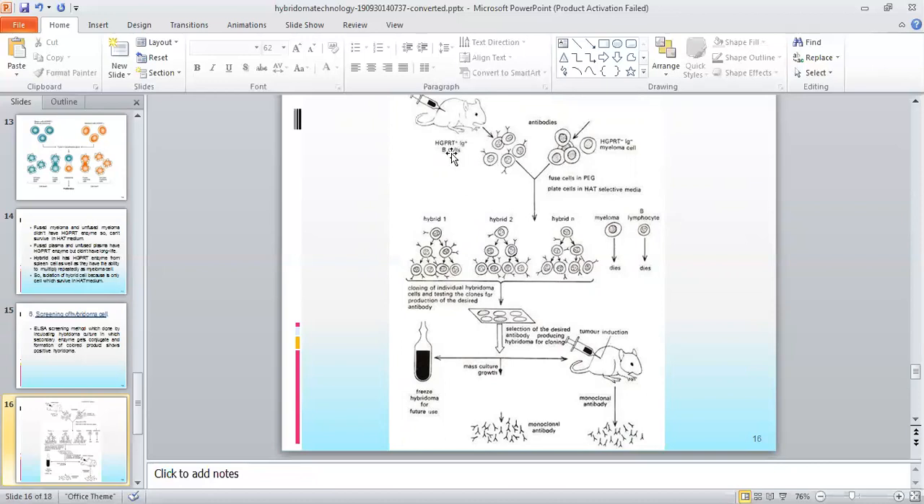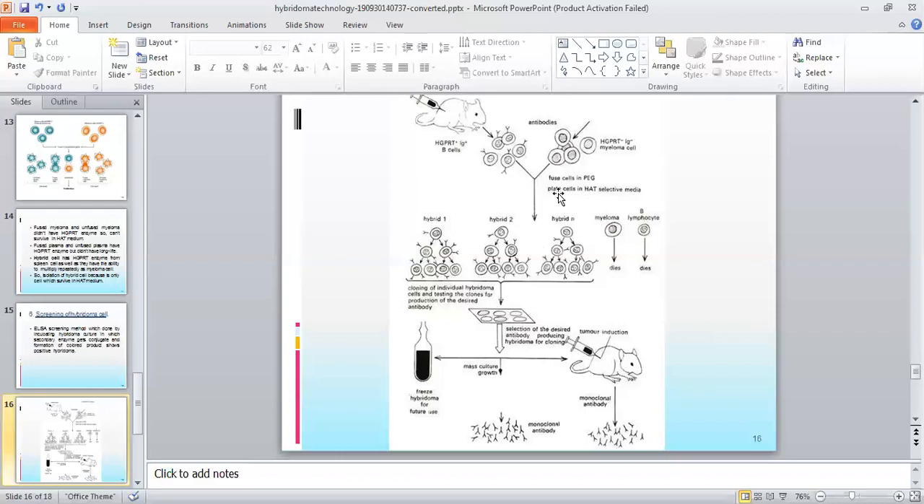The plasma cells contain the HGPRT enzyme for the synthesis of nucleotides, and the myeloma cells contain the dihydrofolate enzyme to activate the de novo pathway. Two pathways are used for the synthesis of nucleotides: one is the salvage pathway and the second is the de novo pathway. In the salvage pathway, HGPRT enzymes are used, and in the de novo pathway, the dihydrofolate enzyme is used.